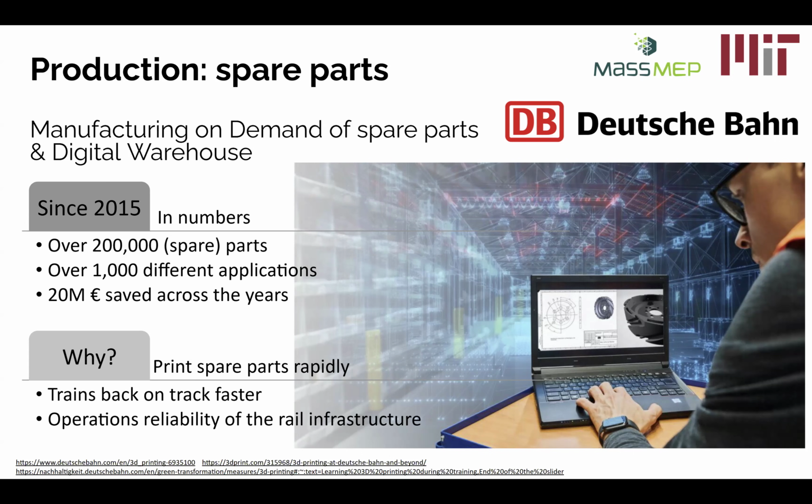And since 2015, Deutsche Bahn actually claims that they have saved more than 20 million euros across the years. We are talking about more than $23 million. And they have been using it for over 200,000 spare parts. And this has actually helped them get the trains back on track faster and improve the reliability of the rail infrastructure. If you can go to the next slide.